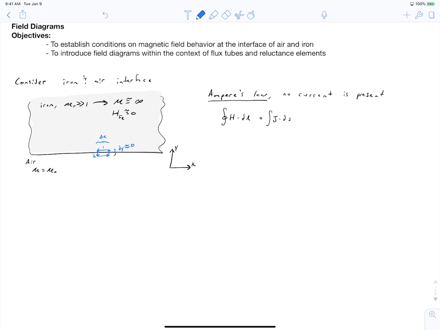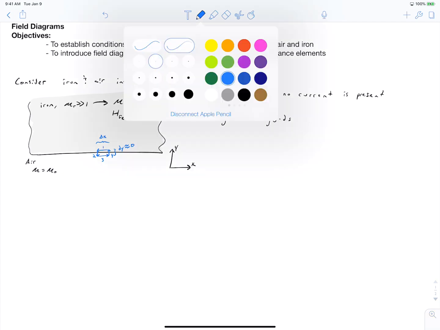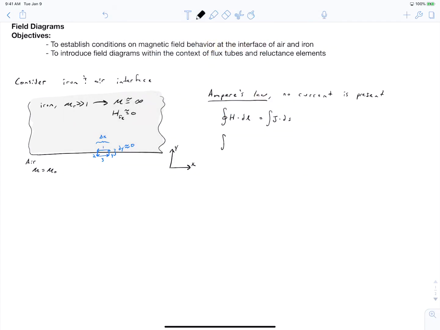I'm numbering these sides so we can distinguish them. We've got 1, 2, 3, and 4. If I evaluate Ampere's law around this path, I'm going to pick delta x and dy to be small enough that we can assume that H is constant and comes outside the integral. So we get an expression for H like this. On the right-hand side of this equation, we have the surface integral of J dot dS, and there is no current enclosed. There's no current within here, so therefore that integral is equal to 0.